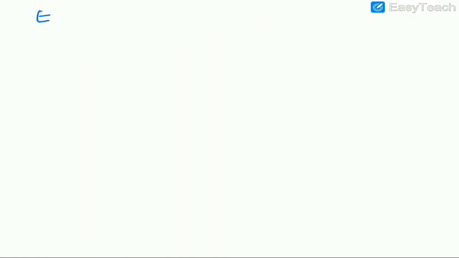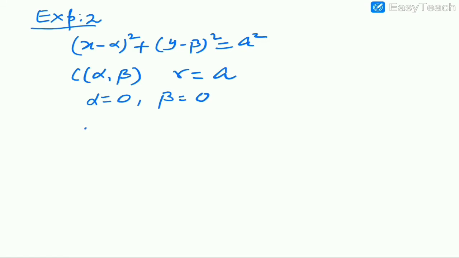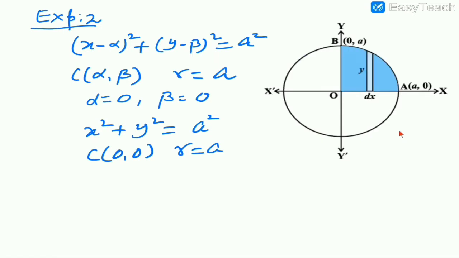In this second example, we have to find the area of the circle. The standard equation of the circle is given by (x - alpha) whole square plus (y - beta) whole square is equal to a square, whose center is (alpha, beta) and the radius is a. If we take alpha = 0 and beta = 0, then the standard equation of circle is x square plus y square is equal to a square. The center of this circle is at origin (0, 0), and the radius is a, whose graph looks like this.